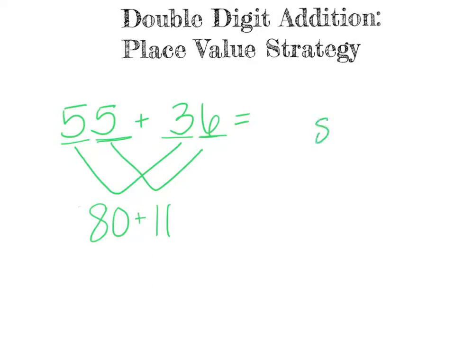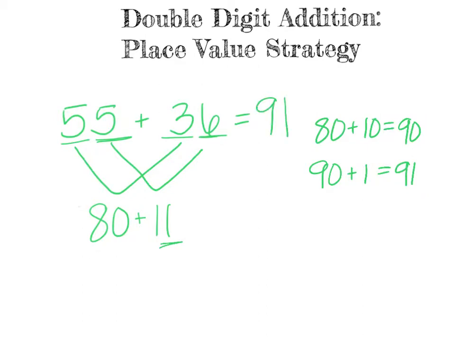So I'm going to add 80 plus 10 first. And I know that 80 plus 10 equals 90. And then I need to add the 1. So 90 plus 1 equals 91. And that is my answer. So 55 plus 36 equals 91.